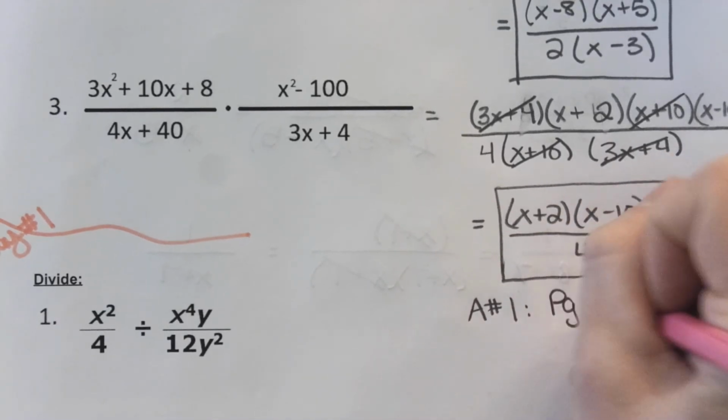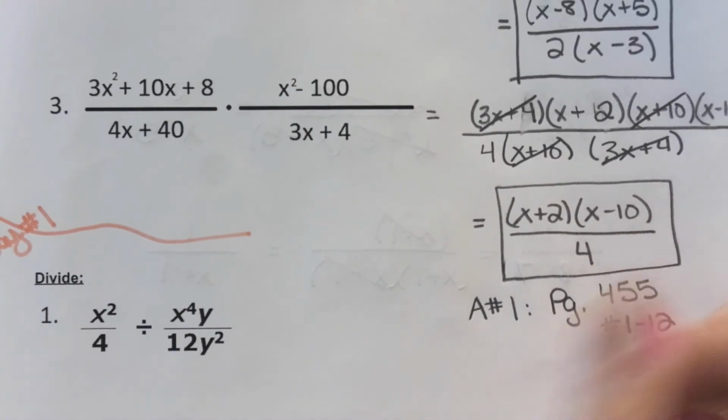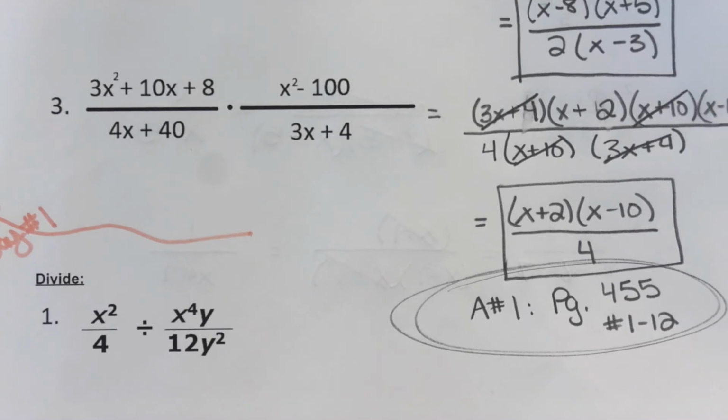All right, page 455, 1 to 12. And I will put my book under the dot cam. And like I said, tomorrow will just be division, but it's going to feel very similar to today because we're going to just be multiplying after we do the keep, change, flip stuff.